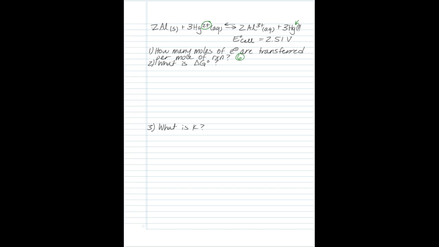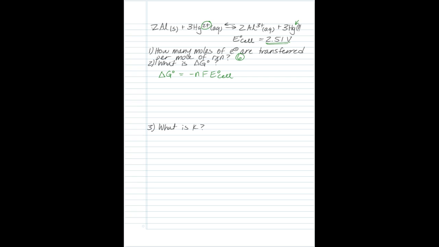And so then it's asking us to calculate delta G. The equation that you need to use for calculating delta G is delta G naught equals negative nFE, where E is the standard cell potential. I've actually given you that, but you can use the standard reduction potentials to figure it out, but it's given to you in this problem.